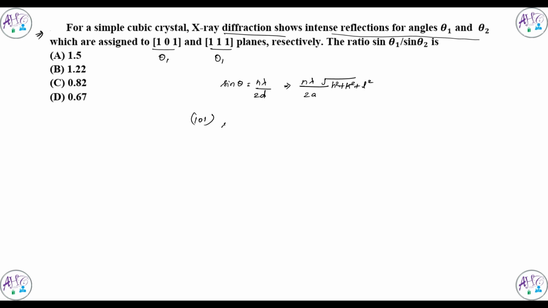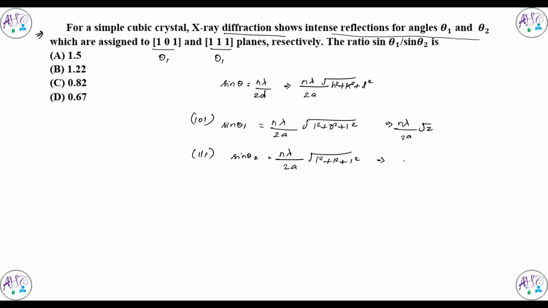So for the 101 plane, your sin theta 1 is going to be equal to n lambda by 2a root of 1 square plus 0 square plus 1 square. So this is going to be equal to n lambda by 2a root 2. And then they have given the 111 plane, which gives the corresponding angle theta 2. So this is again going to be equal to n lambda by 2a root of 1 square plus 1 square plus 1 square. So this is going to be equal to n lambda by 2a root 3.